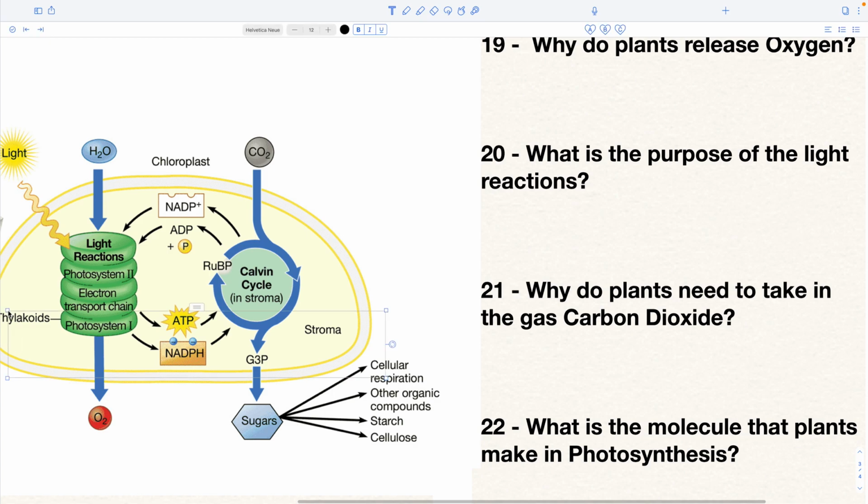Sugar has 6 carbons in it. Did you know that every bend of a symbol, a diagram, there's a carbon on the edge of that? So carbon is all what sugar is made up of. It's got 6 carbons, so that's why you have to have 6 of these. That's why this has to turn 6 times to build a 6 carbon glucose molecule. Question 21, why do plants need to take in the gas carbon dioxide? Because they need the carbon.